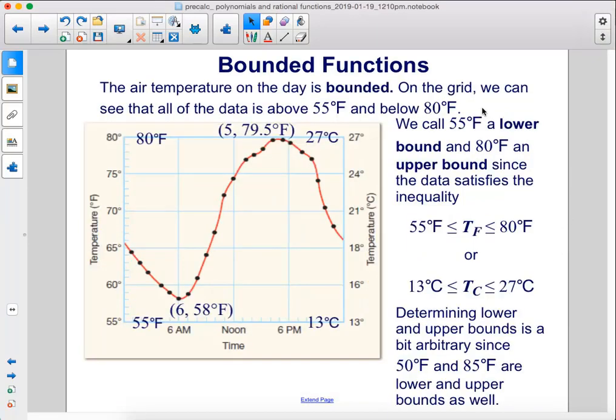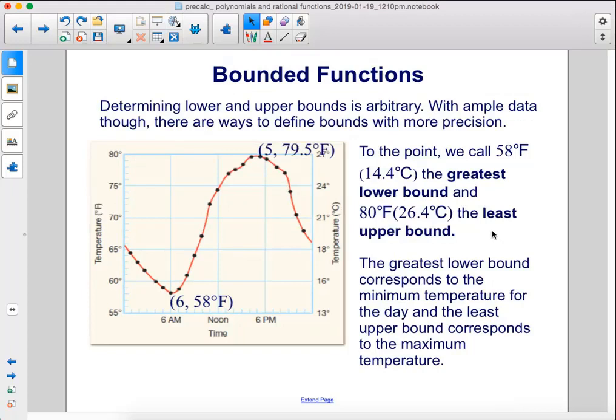The air temperature on the day is bounded. On the grid, we can see that all of the data is above 55 degrees Fahrenheit and below 80 degrees Fahrenheit. We call 55 degrees Fahrenheit a lower bound and 80 degrees Fahrenheit an upper bound, since the data satisfies this inequality. Determining lower and upper bounds is a bit arbitrary, since 50 degrees Fahrenheit and 85 degrees Fahrenheit are lower and upper bounds as well.